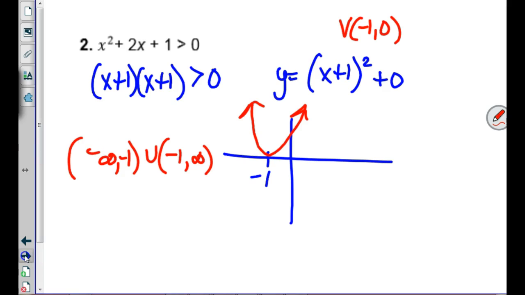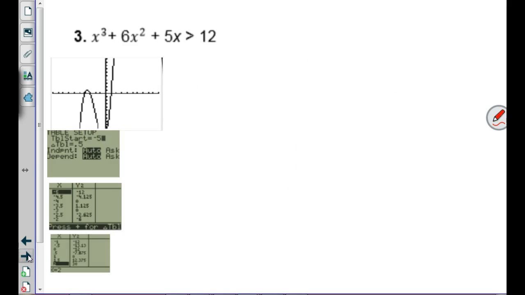Both of those are a little bit harder than what's on the quiz, I think. There's one like this on the quiz. What's the first thing you want to do? No. It has to be in respect to 0. So we're going to have x cubed plus 6x squared plus 5x minus 12 is greater than 0.